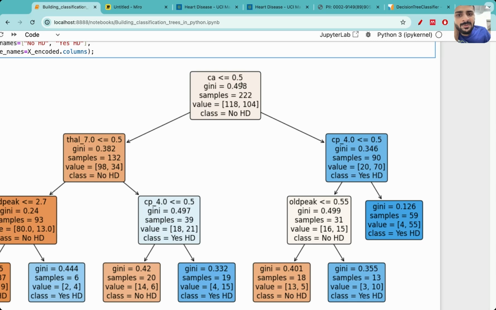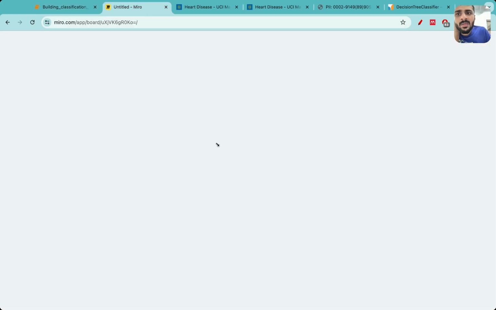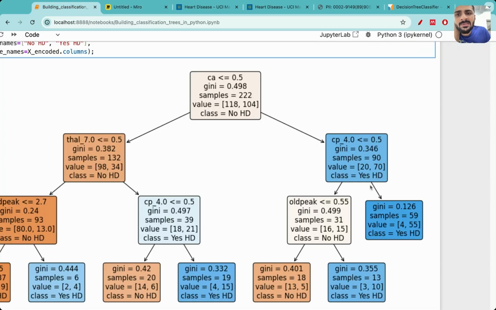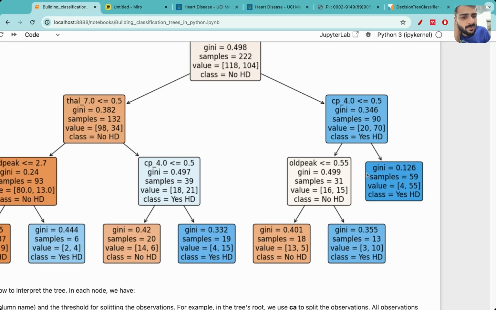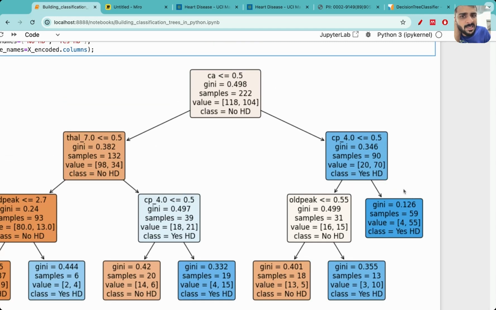If the CA value is greater than 0.5, which means that when we shine the fluoroscopy, the blood vessels are lit up after a certain potential, then you look at the CP value. Let's look again at what the CP value is. I think it's chest pain. So if chest pain 4, remember we are one hot encoding, so there is CP1, CP2, CP3, CP4, is less than 0.5, then we can predict that the person already has a heart disease.